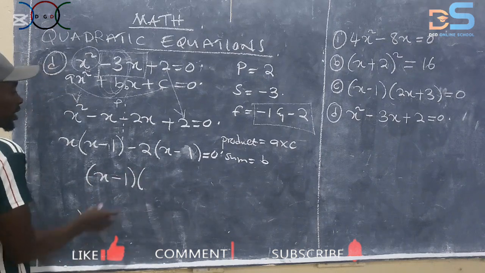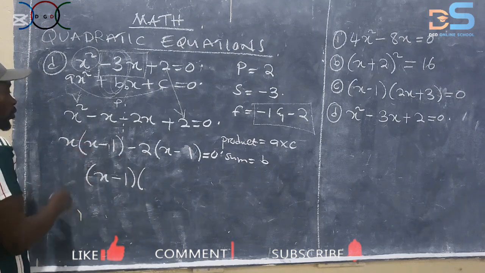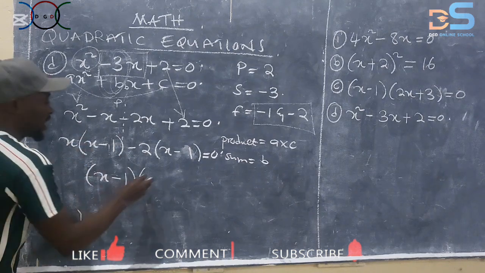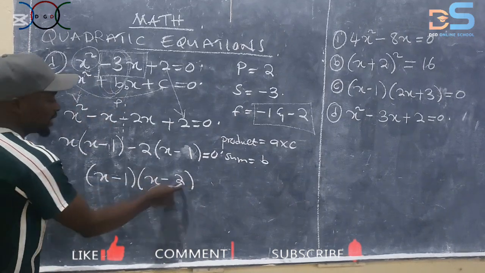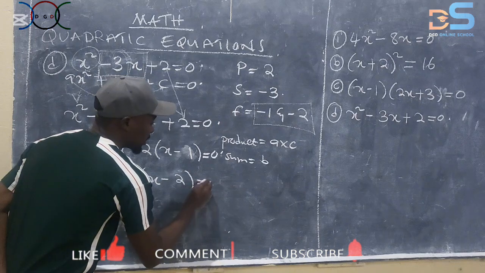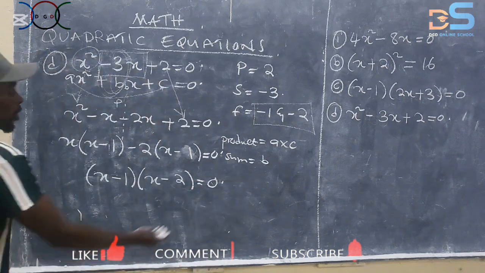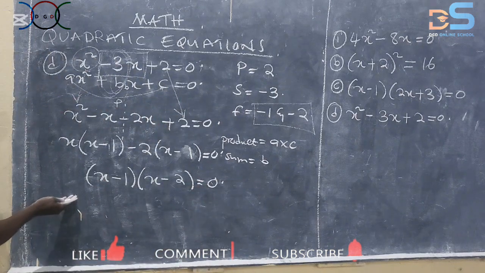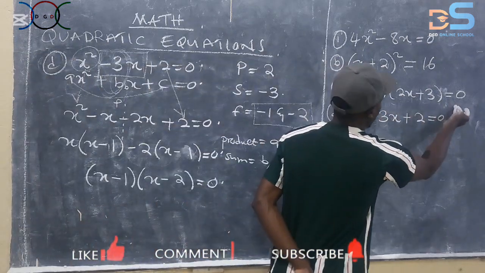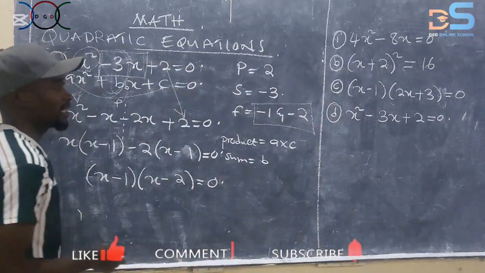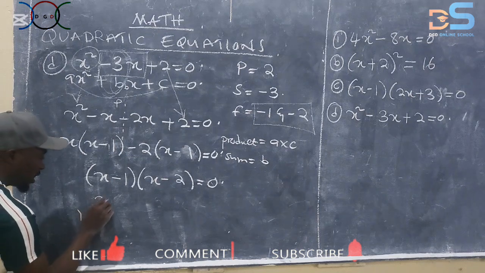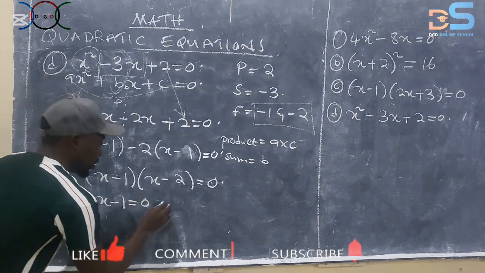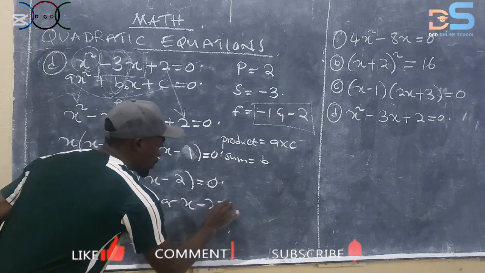Then in the second bracket, we put the factors that we took outside, the ones that were common. So there we have x minus 2, because here we have x and then here we have the -2. And then we equate this to 0. After we reach this stage, this is the same as the question we had earlier, which was x minus 1, then 2x plus 3 equals 0. So when you reach there, you are almost done. You simply say x minus 1 equals 0, or x minus 2 equals 0.